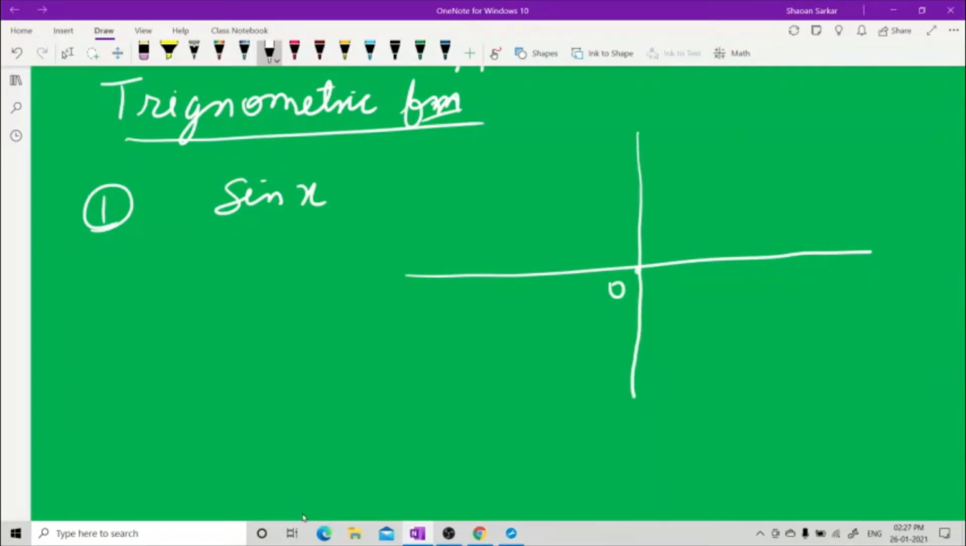This is 0. This is pi by 2. This is pi. This is 3 pi by 2. And this is 2 pi. Similarly, here is minus pi by 2. This is your minus pi. This is your minus 3 pi by 2. And this is your minus 2 pi.